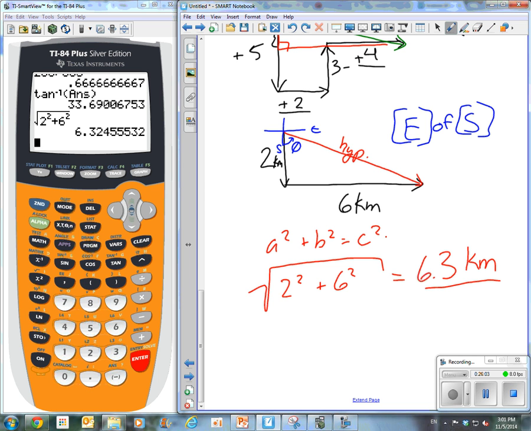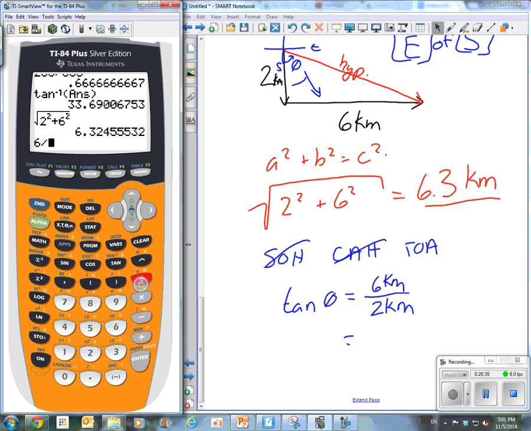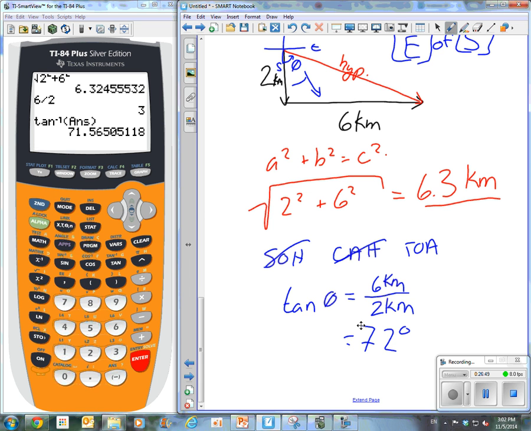kilometers. Now we need to figure out how east of south it is. Well, we're going to do SOHCAHTOA again. Because we weren't given the hypotenuse, we're still doing tan theta is opposite over adjacent. So in this case, opposite is going to be 6 kilometers over adjacent, which is the 2 kilometers. All right, so 6 divided by 2 gives me 3. And we're going to do the inverse tan of that answer. And that gives me 71.5 degrees or 72 degrees, and this would be east of south.